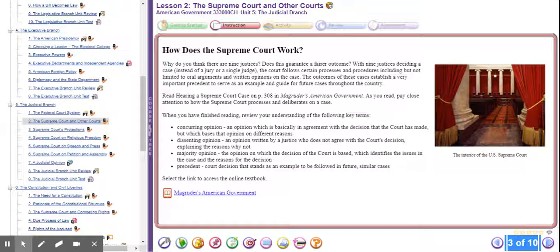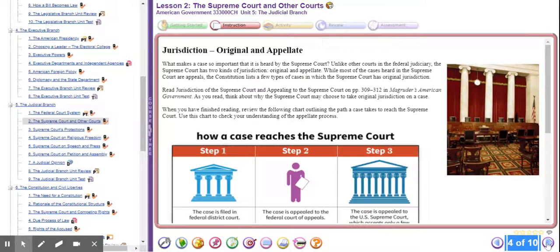A concurring opinion is an opinion which is basically in agreement with the decision of the court, but which bases that opinion on different reasoning. So I agree with you, but I agree with you for different reasons. A dissenting opinion is an opinion written by a justice who does not agree with the court's decision and explains the reasons why not. A majority opinion is the opinion on which the decision of the court is based, which identifies the issues in the case and the reasons for the decision. And precedent is a court decision that stands as an example to be followed in future similar cases. So be sure you read about those as you go through the section.